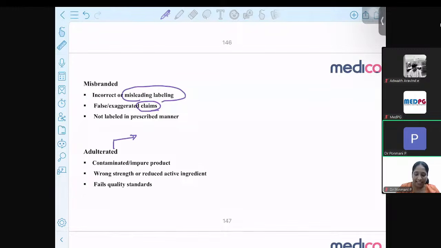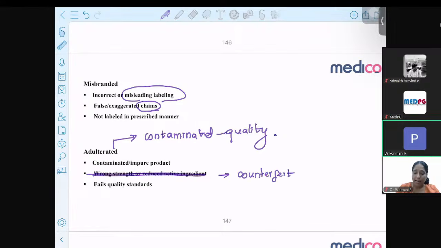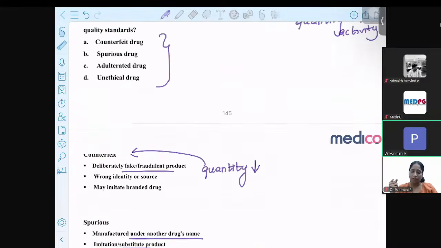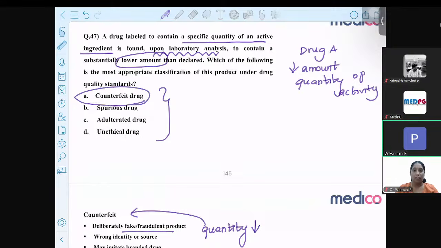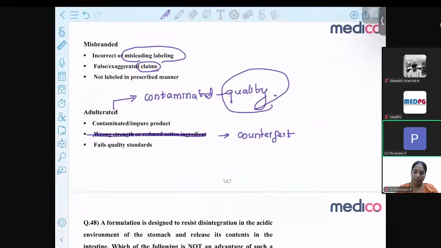And what is adulterated? Adulterated means it is contaminated. This has more to do with the quality of the drug. Wrong strength or reduced activity comes under the counterfeit drug. So adulterated means reduction in the quality of the drug. Since it is a lower amount, what is the correct answer here? It is counterfeit drug. Okay, right. Now moving on to the next question.